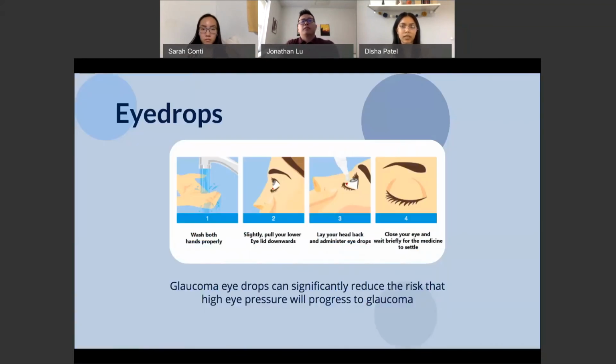Glaucoma eye drops can significantly reduce the risk that high eye pressure will progress to glaucoma. To be effective, eye drops prescribed by your doctor need to be used regularly even if you have no symptoms. These can help decrease eye pressure by improving how fluid drains from your eye and by decreasing the amount of fluid your eye makes. Depending on how low your eye pressure needs to be, eye drops can be beneficial towards patients to help slow down or prevent vision loss.